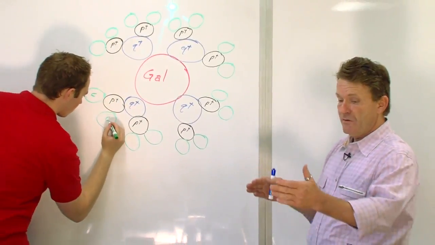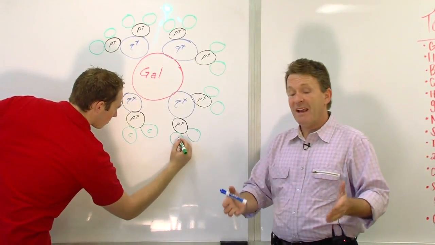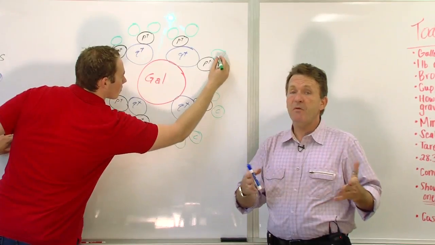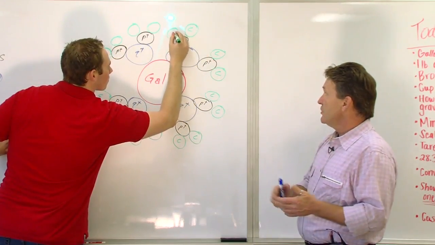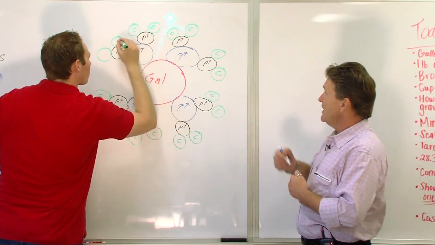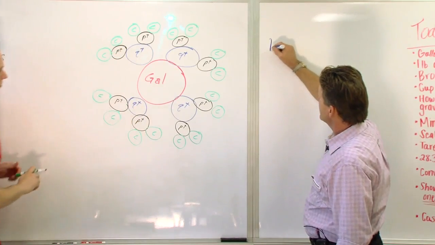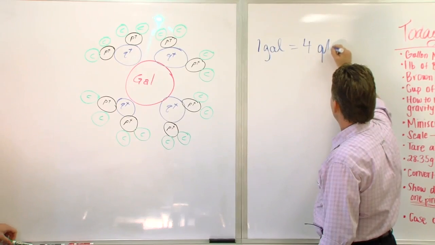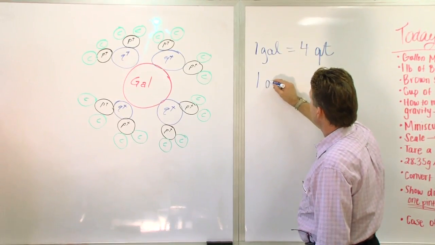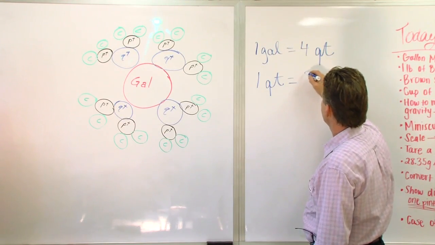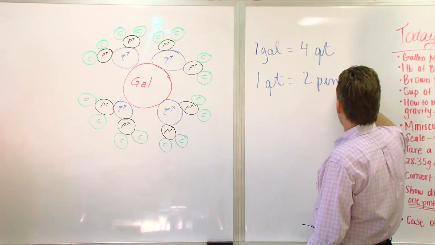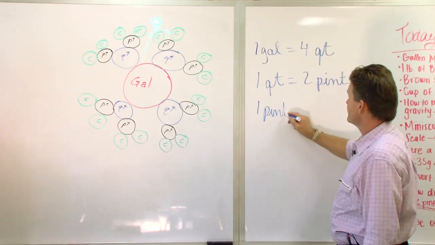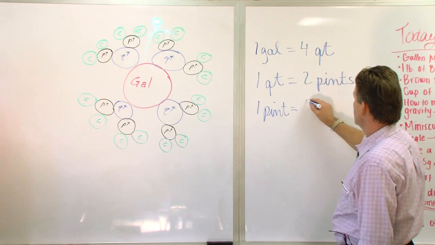And all of these, which I'm going to explain later on, are going to be applied to a lab setting when dealing with recipes and formulas in culinary arts. So now we can write this down here. So we say 1 gallon equals 4 quarts. 1 quart equals 2 pints. And then 1 pint equals 2 cups.